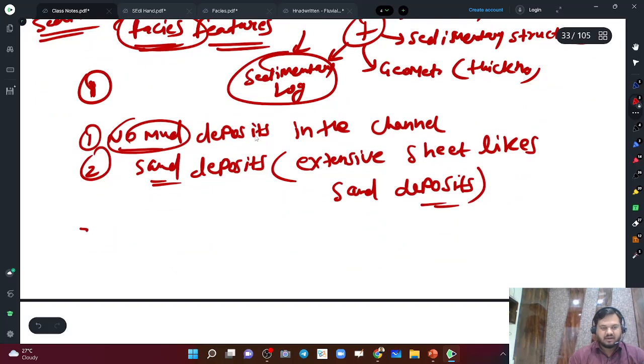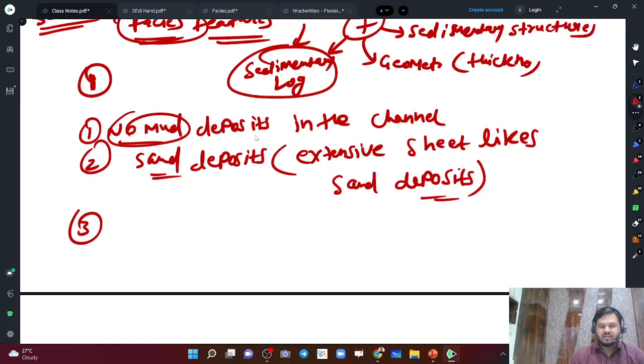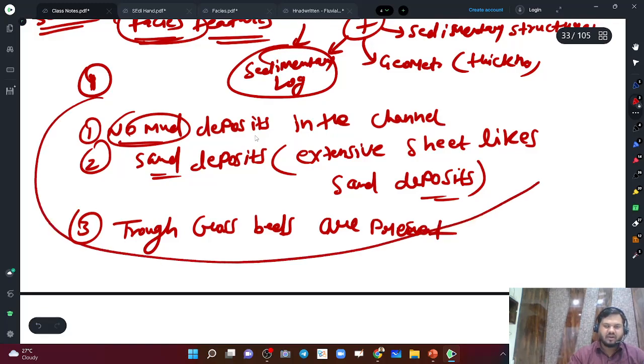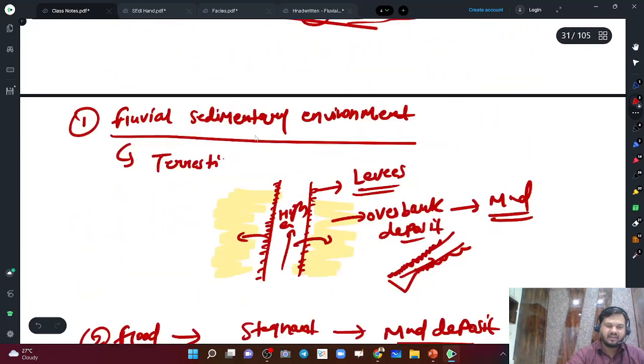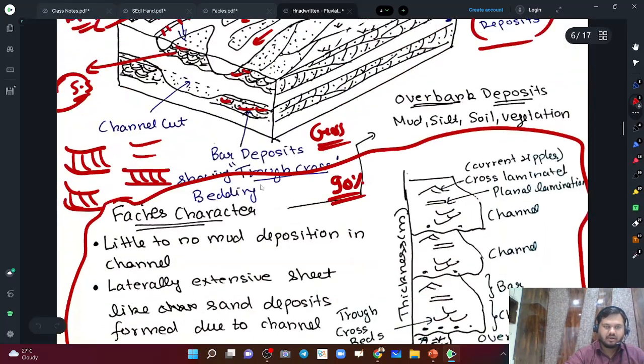And the third character is maybe about sedimentary structure. Because this is high energy condition, and in high energy, what kind of crossbed do we get? We get trough crossbed. Trough crossbeds are present, right? Just these three characters if you can write. I have taken these from nowhere, but from this 3D diagram only, right?